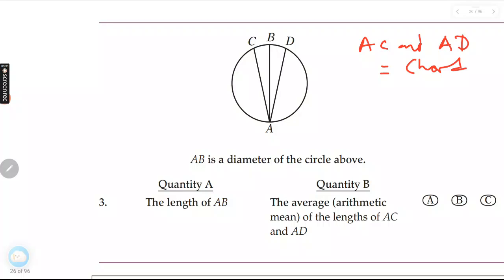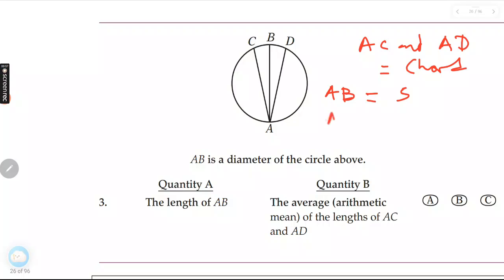Now, if you know the concept very well, you know that A is greater. Why is A greater? Let's say that AB can be what? Let's say that AB is 5.